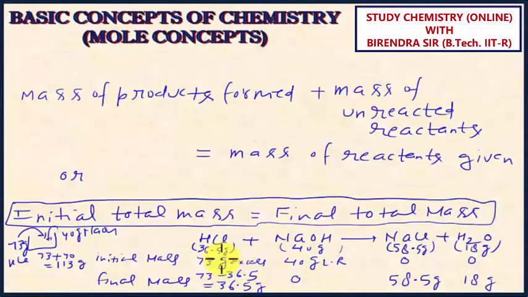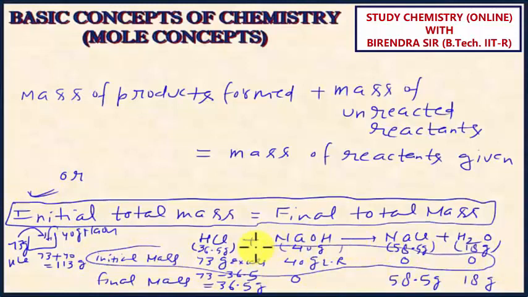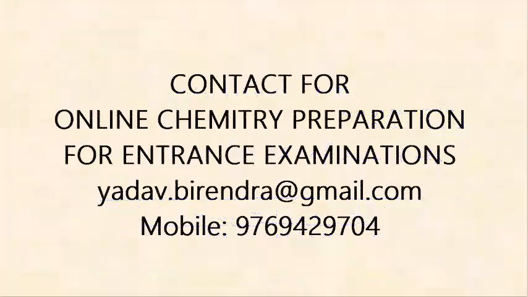of the reactants. So if I use this one, initial total mass, you can see 113 gram, and final total mass, look at this part, final total mass 36.5 plus 58.5 plus 18, this is also 113 gram. So initial total mass is equal to final total mass. That is the law of conservation of mass. My point is clear.